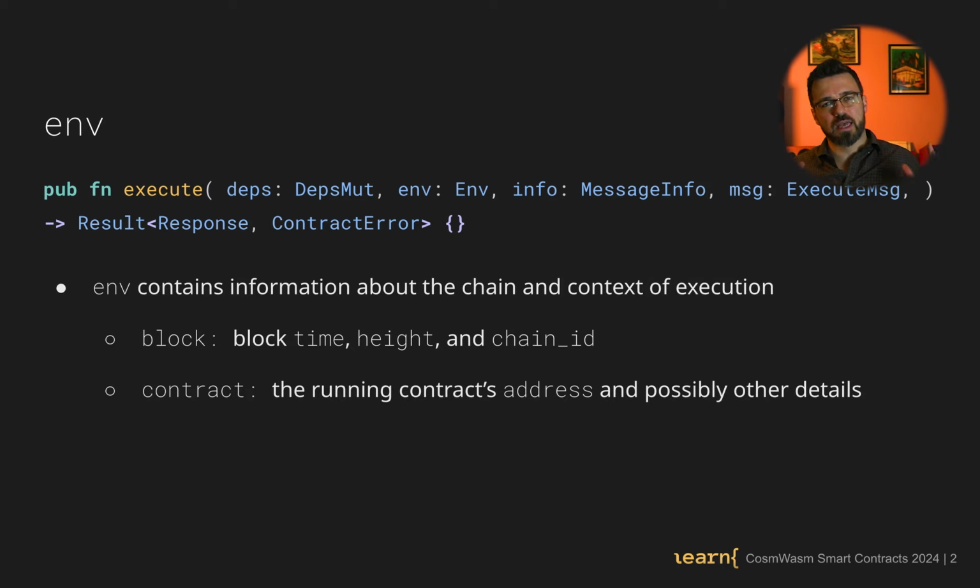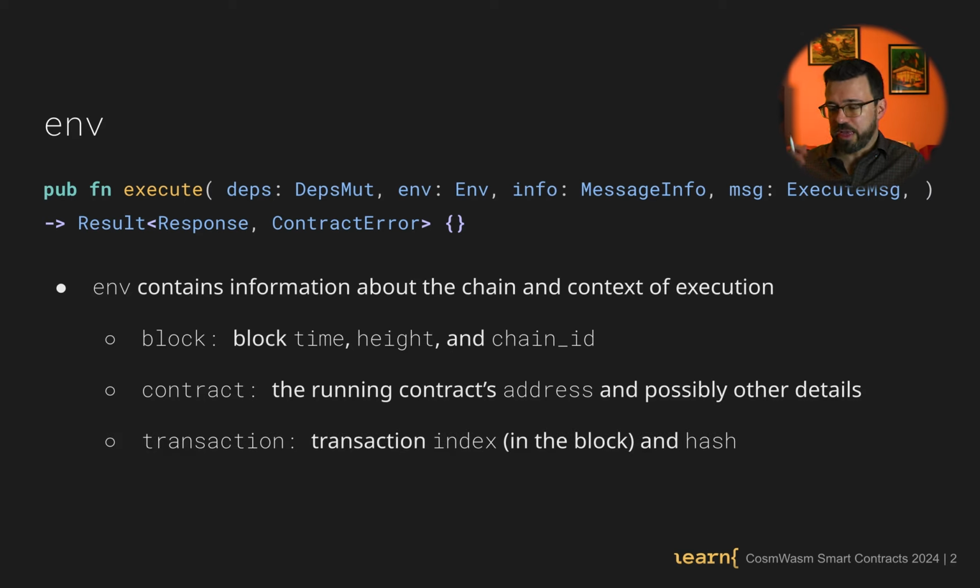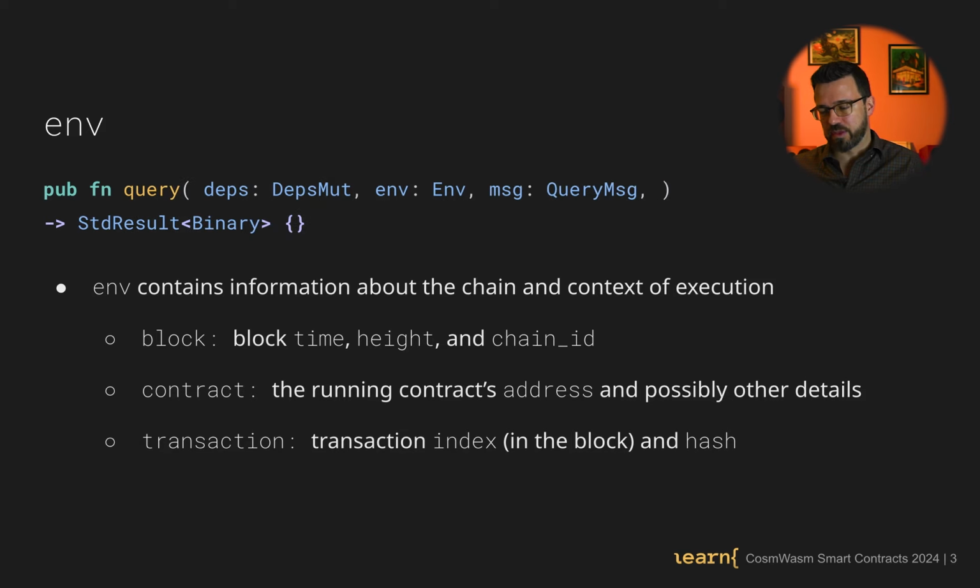We have our block time, our block height, and our chain ID. We have the address for the current contract, the way for a contract to get its own address, which is handy in situations we'll talk about. And we have the transaction information, a little less handy, but we can get the TX hash, TX index, things like that. The query endpoint also takes the ENV.